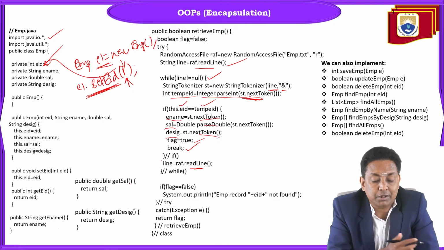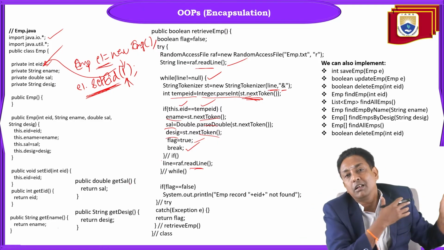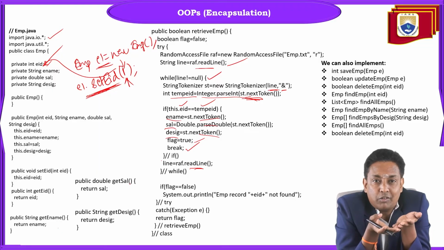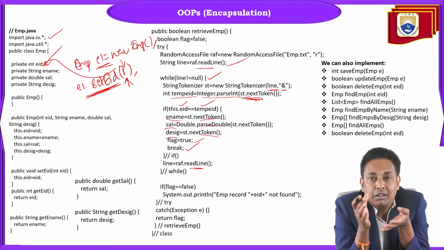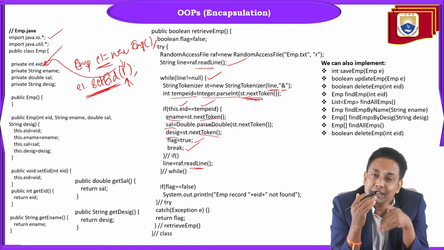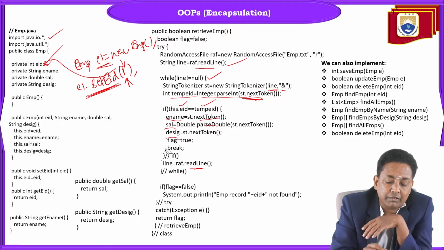So what does break do? The moment the record is found, we want to stop reading the remaining lines of data from the file, because my required record is already found. So how should I break the loop? The break keyword breaks the loop. Continue skips the current iteration of the loop. So break breaks the loop, and simply the reading will stop.